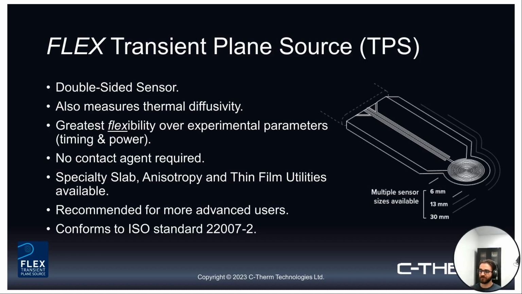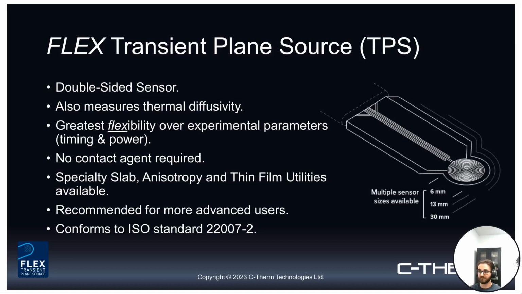All right, so a few examples there on the MTPS, but this presentation today will cover all three methods. Next, we'll take a look at the Flex Transient Plane Source, or TPS. A few noteworthy things to highlight: the TPS is a double-sided sensor. So right there, you'll see some differences between the MTPS, which is single-sided, compared to the TPS. The TPS does provide conductivity, as I mentioned, but also measures thermal diffusivity.